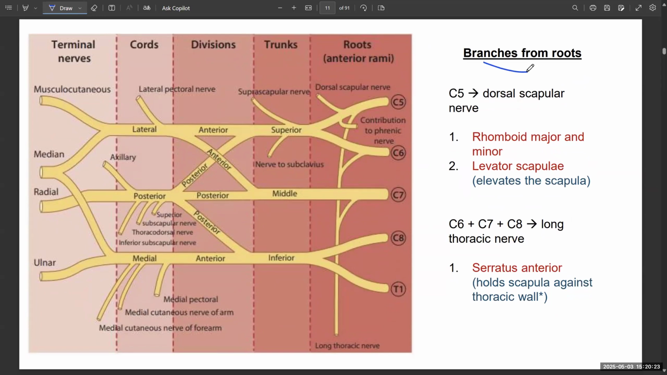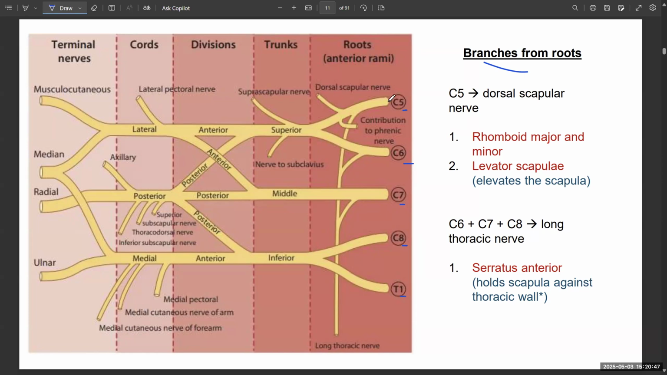Now, branches can come out from anywhere. They don't have to be at the end. They can be anywhere. So they can be from the roots, they can be from the trunks, not the divisions, maybe from the cords, and so on. Okay, so we have C5, C6, C7, C8, and T1. I hope that this is ingrained into your mind. Then we have the branches.